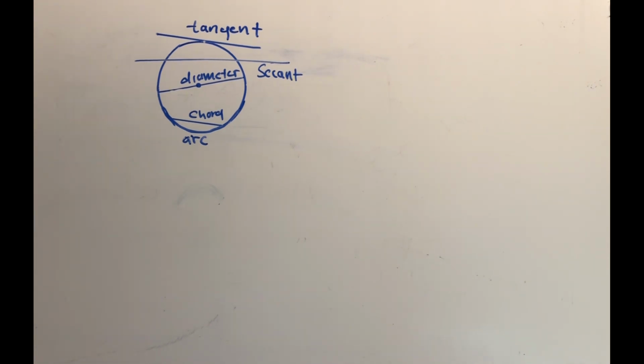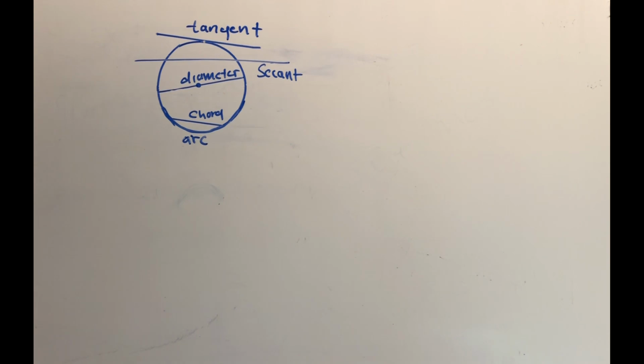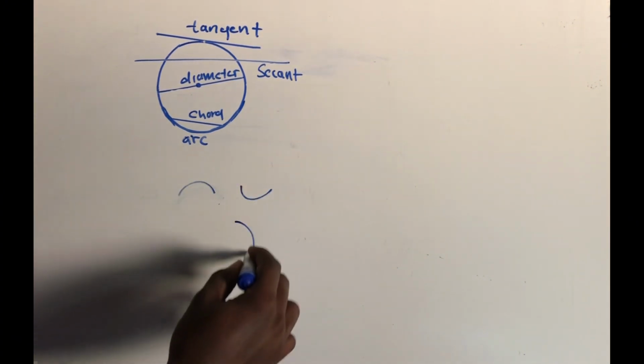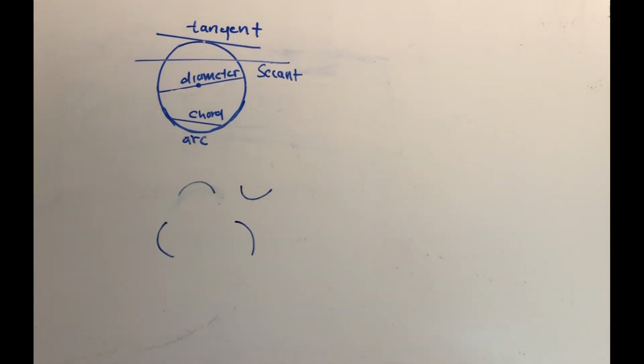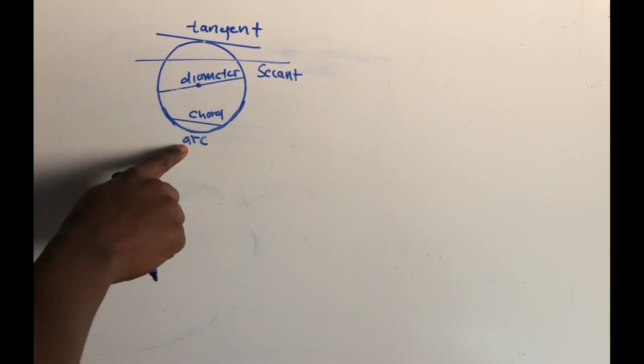So before we go to the first theorem, we have to go through the basic terminologies that we'll be using throughout this topic. So here we have a circle, and from the bottom of the circle we have an arc. An arc is something like this. I believe we all know what an arc is. It can be in this form, this form, or this form, as long as it looks like a curve from the circle. So this is called an arc.